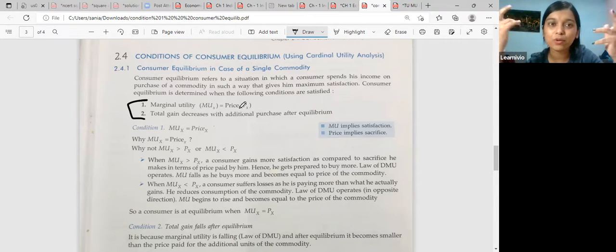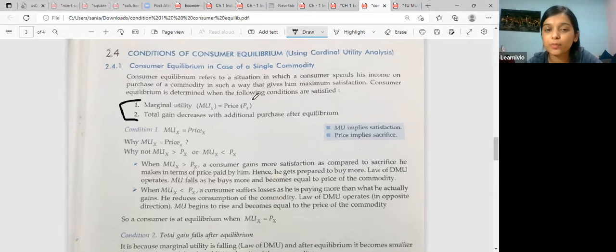But there are some clothes where we feel like, okay, though it was expensive, it was so beautiful. Everyone praised you, so you felt it was worth it, right? There, the satisfaction and your sacrifice are equal. They are meeting. So there you got the consumer equilibrium, right? So the first condition is marginal utility should be equal to price. Marginal utility you represent as MUX and price is PX. Clear?